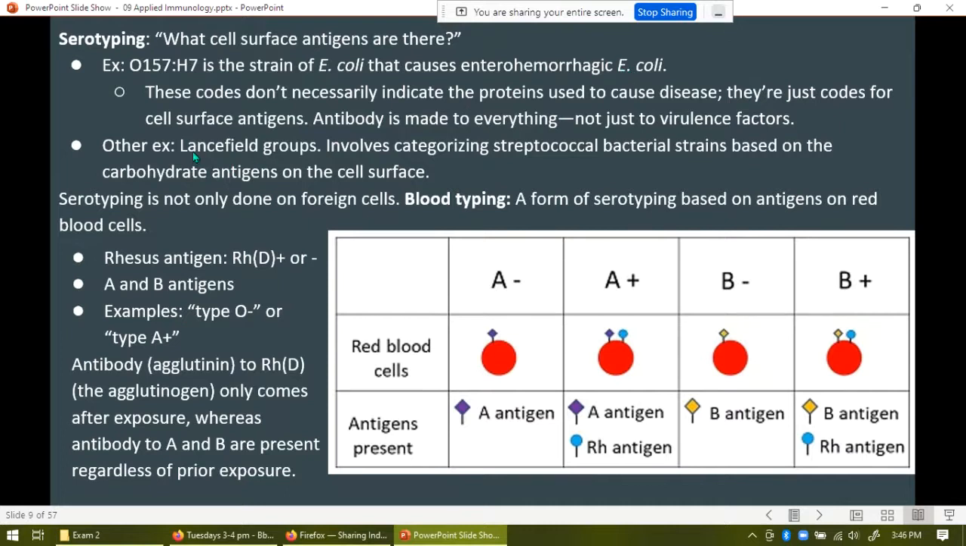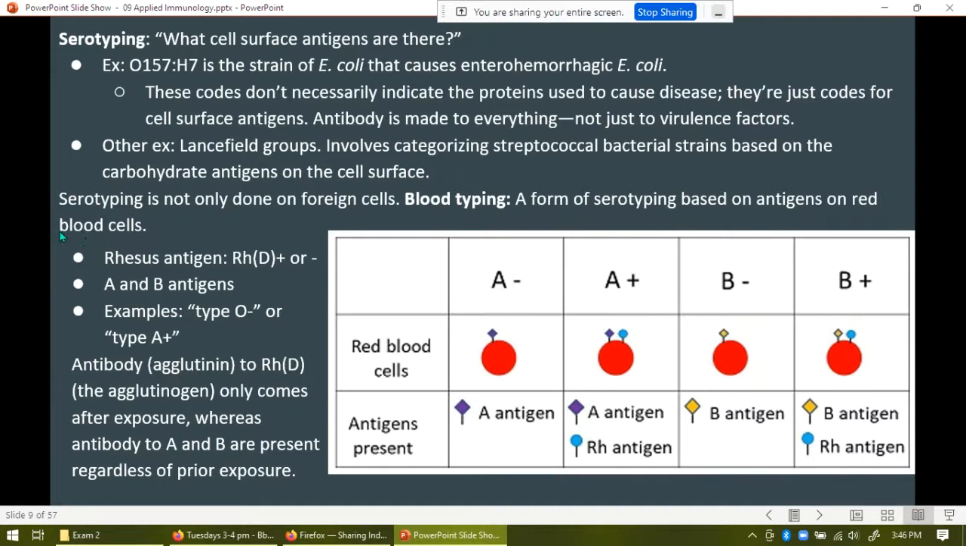coli. Another example is the Lancefield groups, which is used for Streptococcus versus Enterococcus, and it's also used to characterize Streptococci into different species. So the Lancefield groups allow you to categorize streptococcal bacterial strains and species based on the carbohydrate antigens on the cell surface. So if the Lancefield A antibody binds to the cell, then it must be a Lancefield group A bacterium.